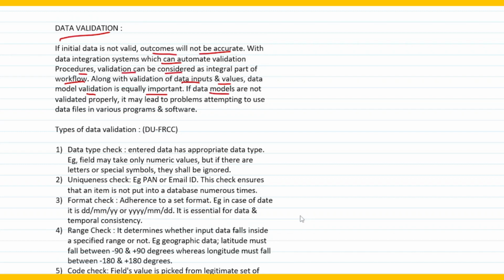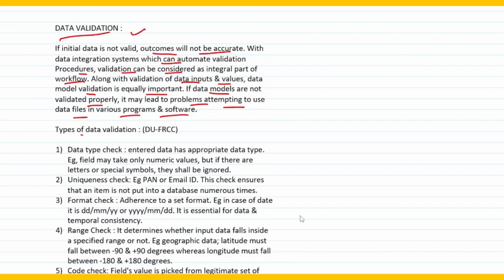If data models are not validated properly, it may lead to problems attempting to use data files in various programs and software. So if validation is not done, eventually that will lead to problems which pertain directly to data files which are in various programs and the software. So that's what data validation is all about.